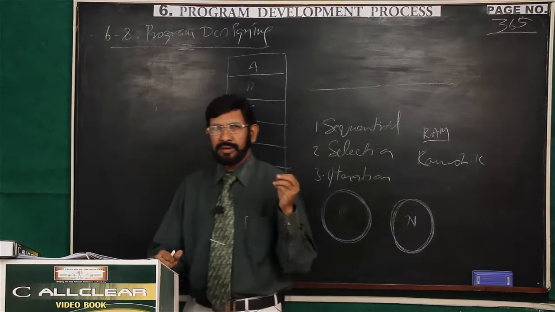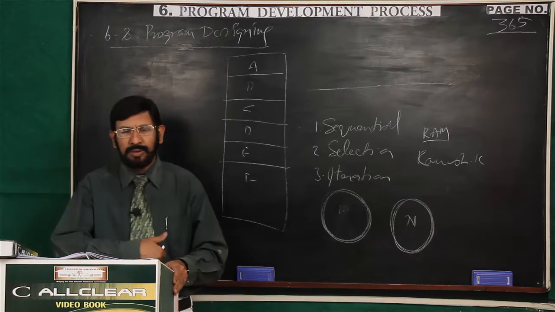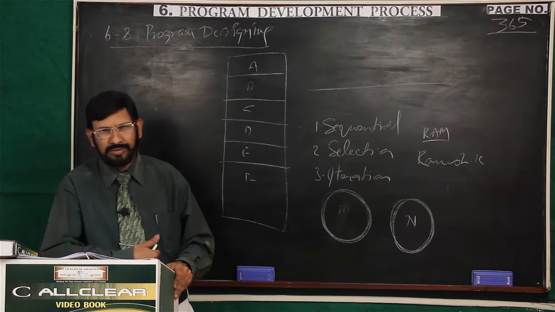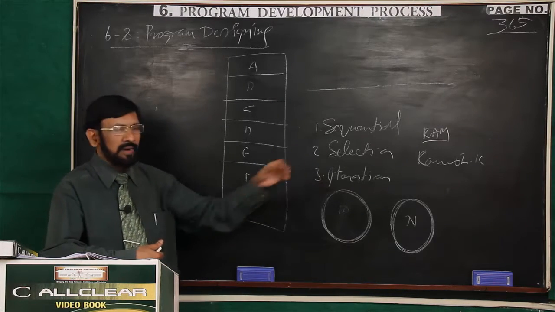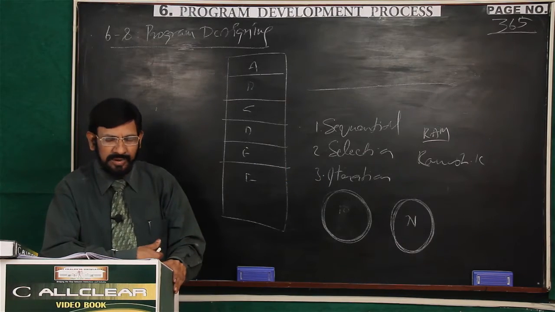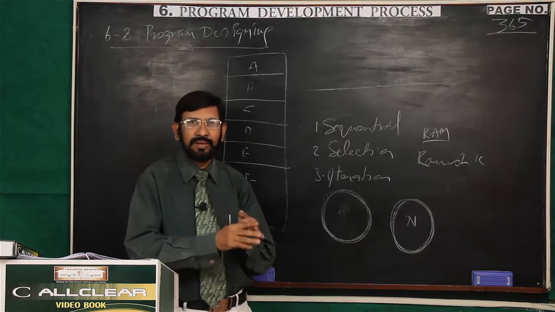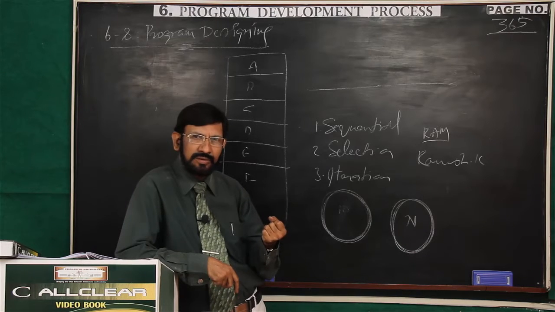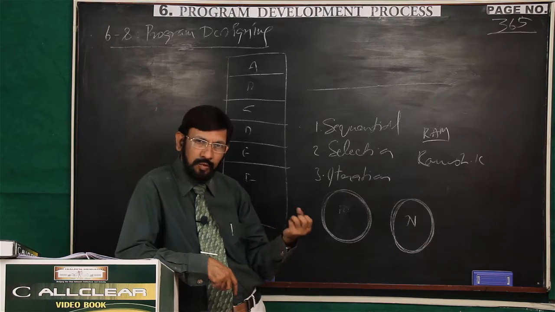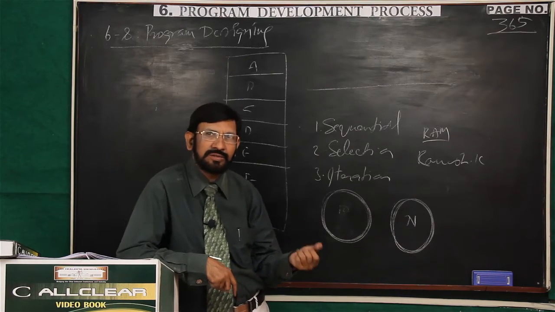So there are three approaches in implementation of a job, and all languages provide three types of control structures. We have to choose the right control structure. By choosing the right control structure, the program is efficient as well as readable.